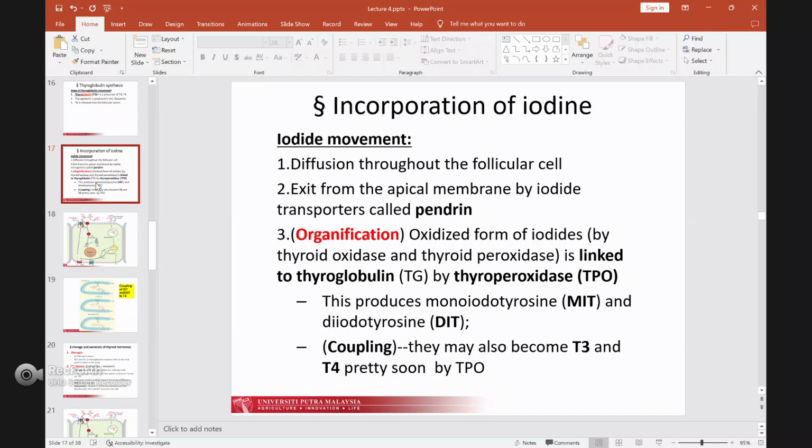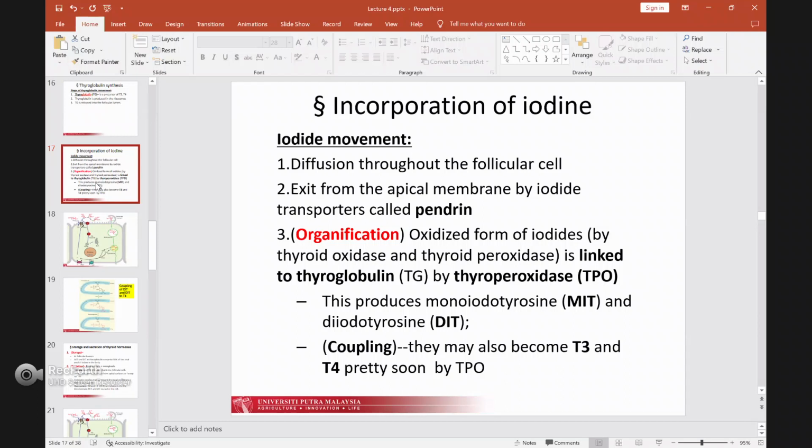Inside the thyroglobulin we have a lot of tyrosine. Depending on how many iodine bind to the tyrosine, it is classified into two: MIT or DIT. If just one iodine is attached to the tyrosine inside the thyroglobulin, we call it MIT, or monoiodotyrosine. If two iodine bind to the tyrosine, we call it diiodotyrosine.